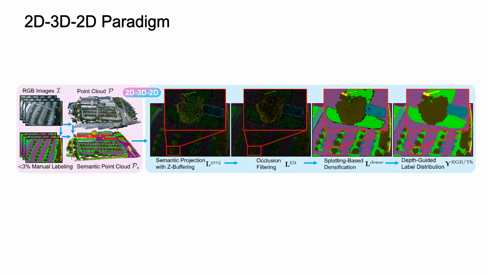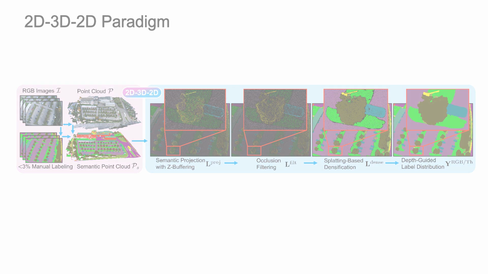In the 3D to 2D stage, we present a 4-step point-based renderer that produces dense pseudo-labels for the remaining 97% of RGB frames and 100% of thermal frames, achieving annotation accuracies of 91% and 88% respectively. Crucially, this does not require any manual 2D refinement, so once a scene is reconstructed, labels can be generated at scale with essentially zero extra human effort.